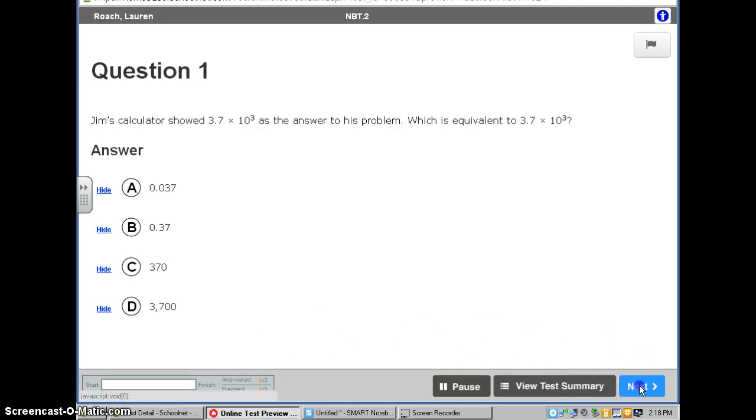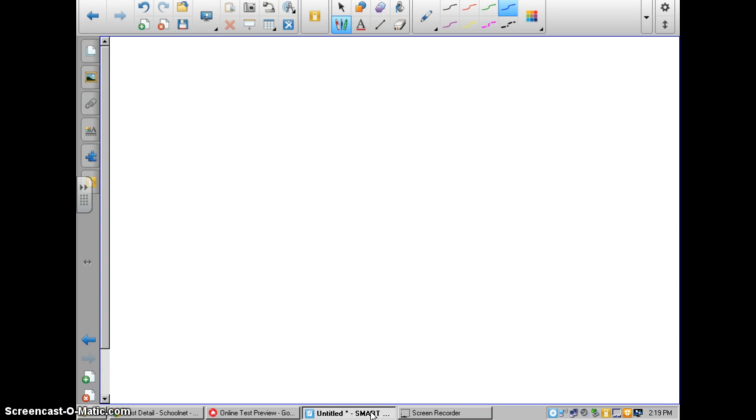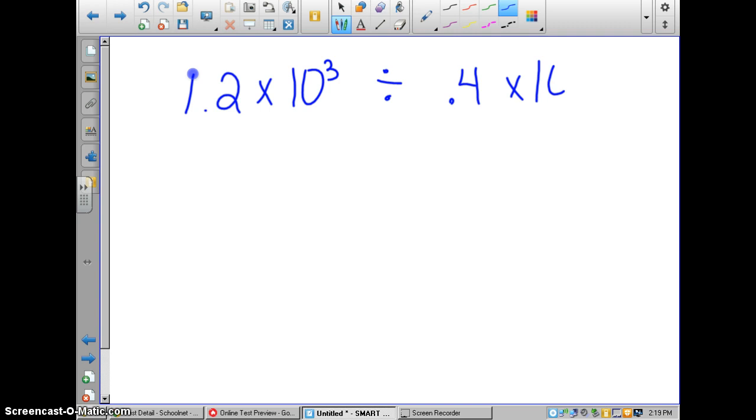Next question. Okay, what is 1 2/10 times 10 to the third power divided by 4/10 times 10 to the second power? Ooh, multi-step problems. I don't know if I can handle that, but I bet with your help I can. Okay, let's see. 1 2/10 times 10 to the third power divided by 4/10 times 10 to the second power.